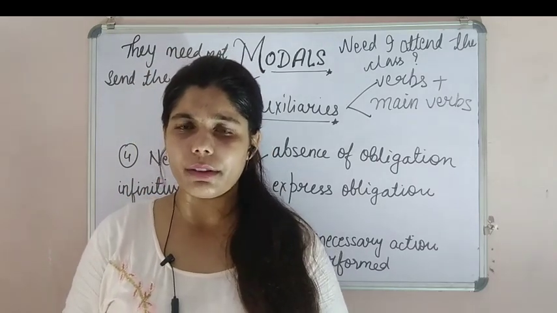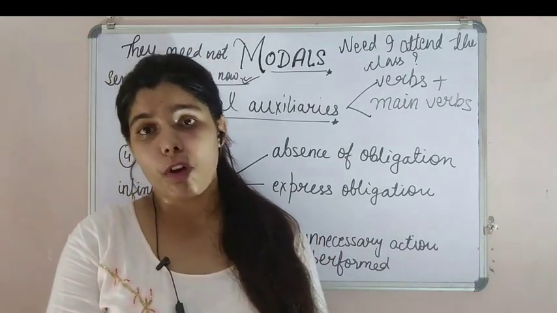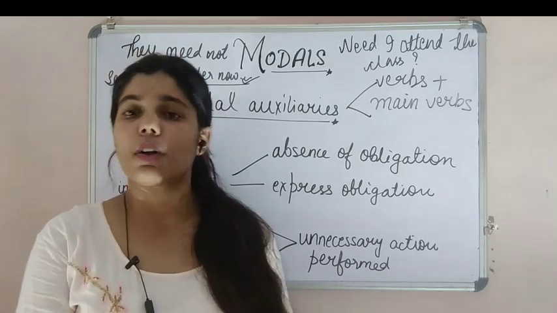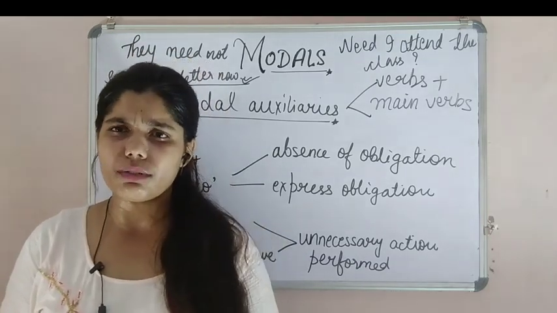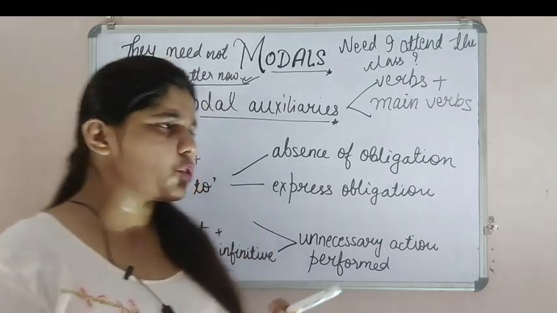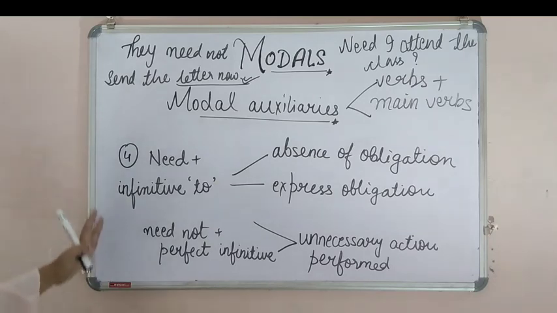He was on leave. So here we are showing an action which was performed: that girl or the boy who went there to consult the doctor, that doctor was on leave. So this was an unnecessary action that was performed. So these are the uses where we use the modal auxiliary need.